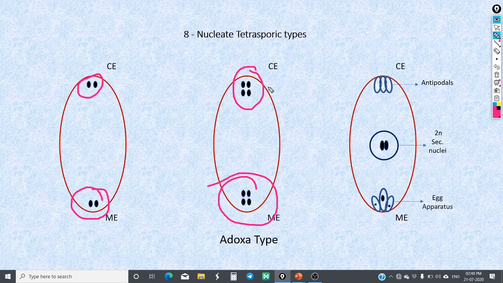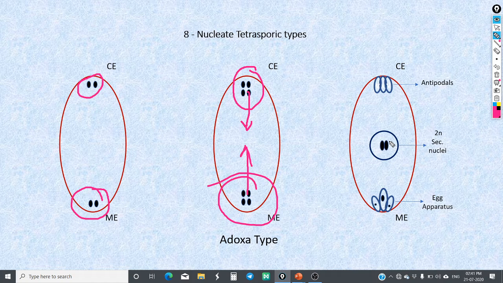Out of 8, one from each polar end, that is from the chalazal end and from the micropylar end, moves towards the center and they fuse together to form the secondary polar nucleus. So what is the importance of the secondary polar nucleus? It fuses with one of the male gametes. Two male gametes are released into the embryo sac. One fuses with the egg and the other with the secondary polar nucleus. And the resultant structure is the primary endosperm nucleus.